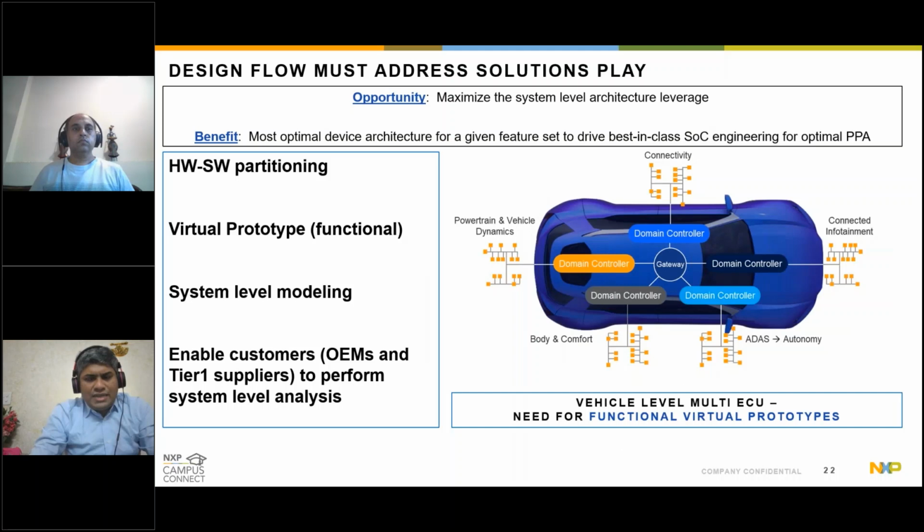Now, a few slides, and I'll be very fast on that. But our design flows must address the solutions. I mean, we cannot any longer be piecemeal, all right? It cannot be piecewise linear. It has to be able to maximize the system level architecture. It is a top-down way of viewing the device architecture, where we have to have the right hardware-software partitioning, virtual prototyping opportunities, system level modeling.